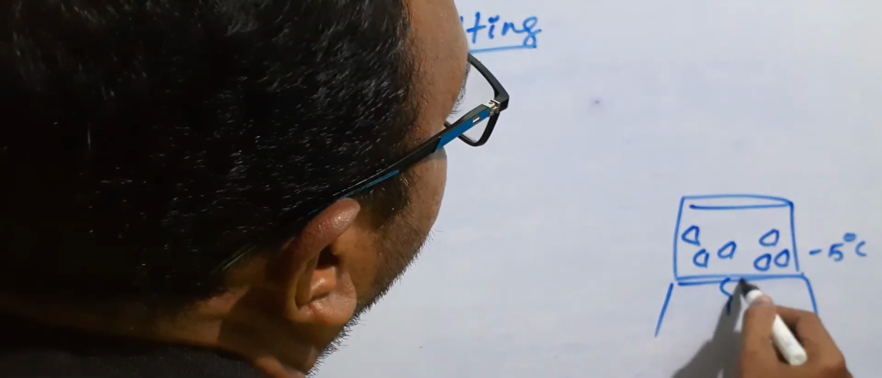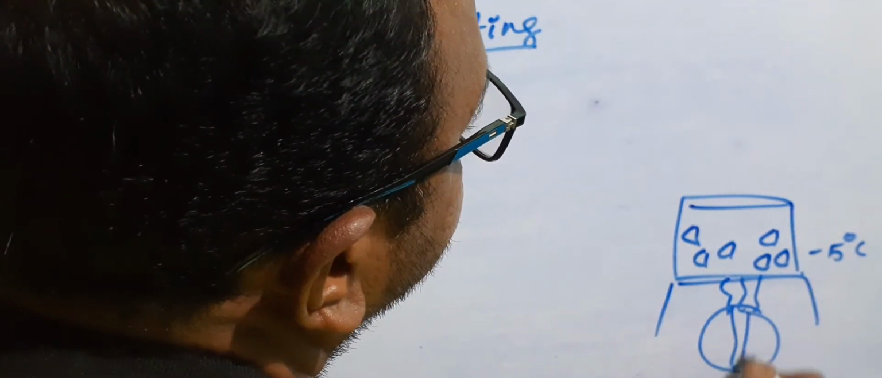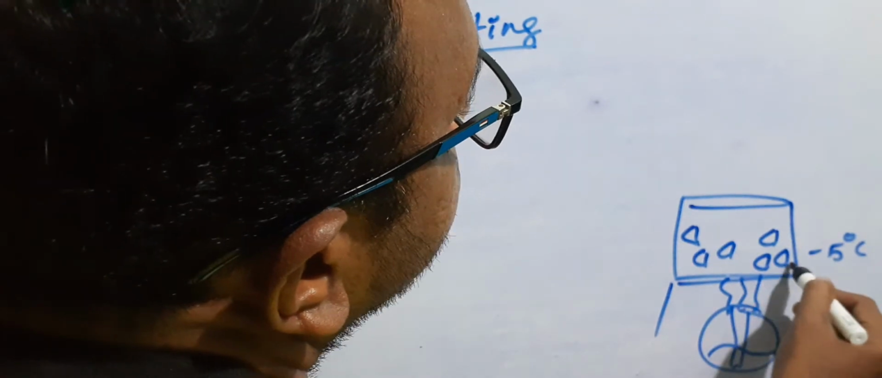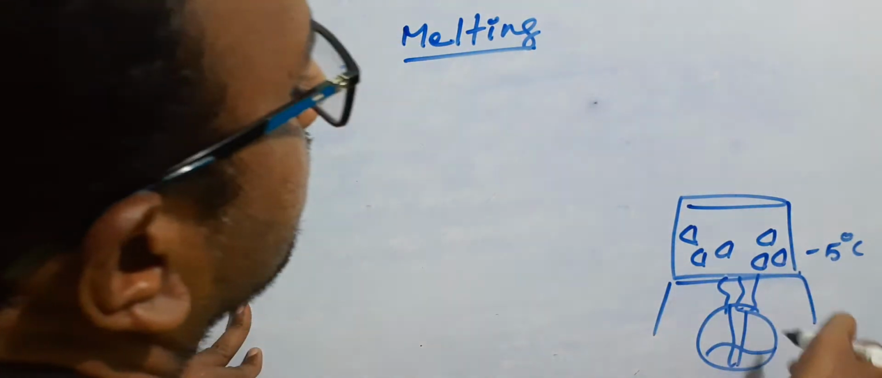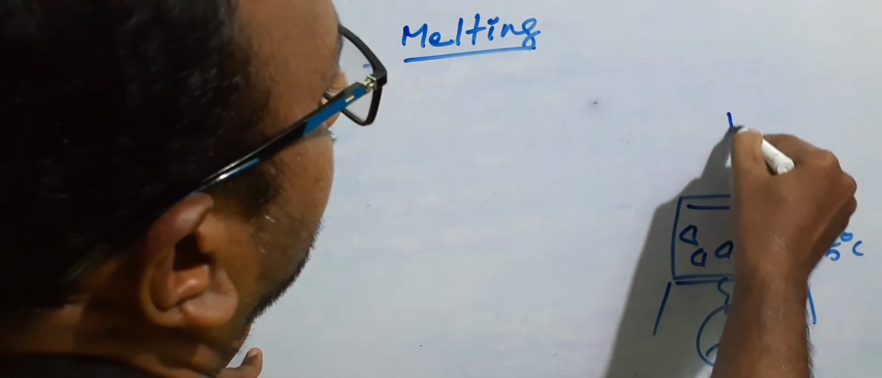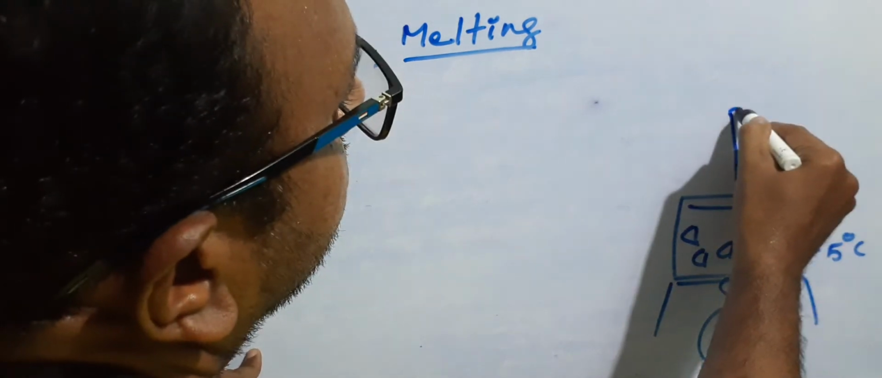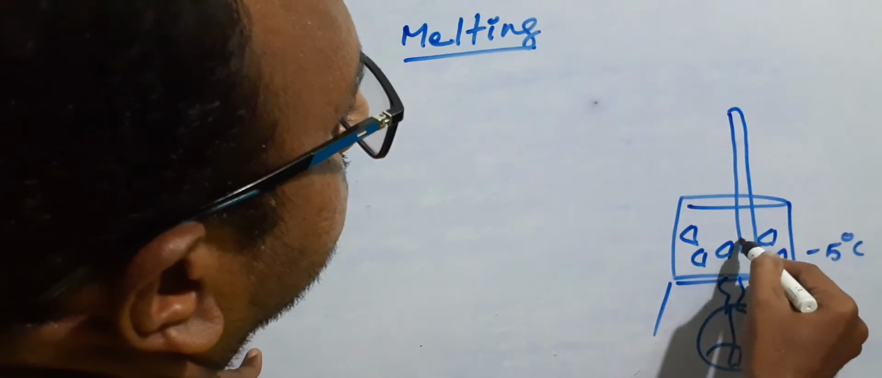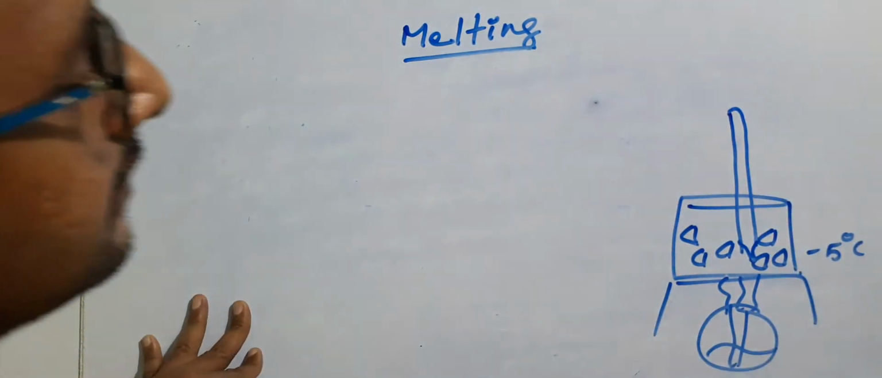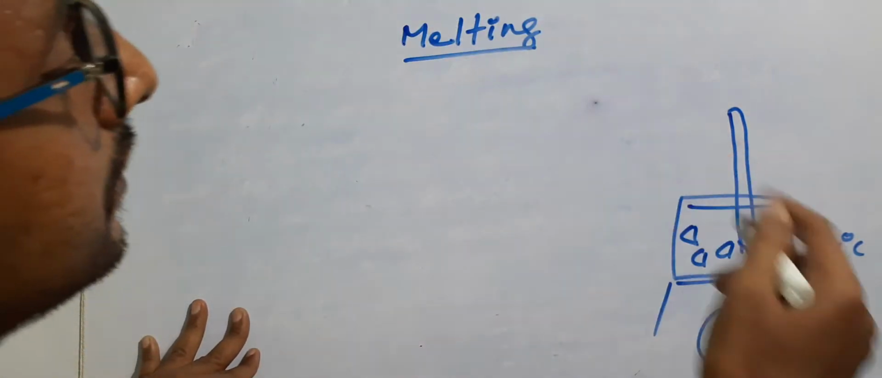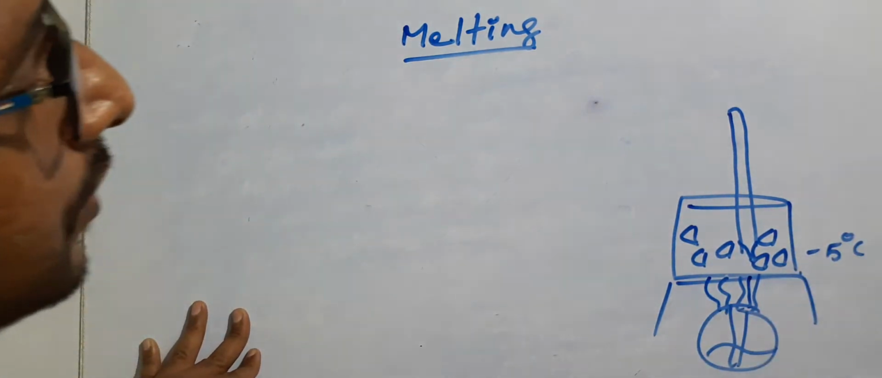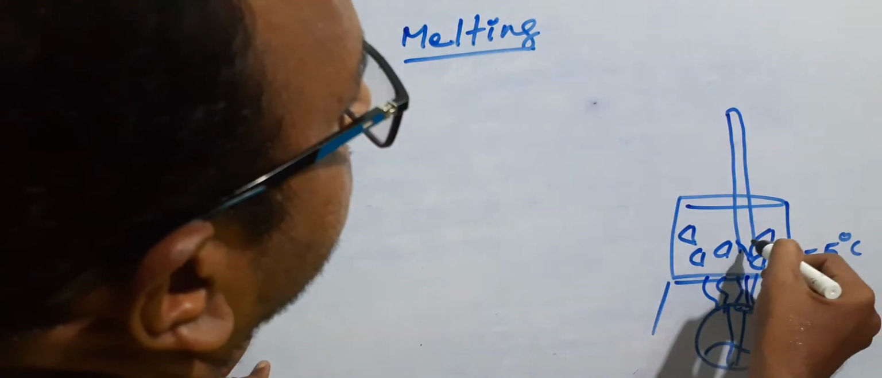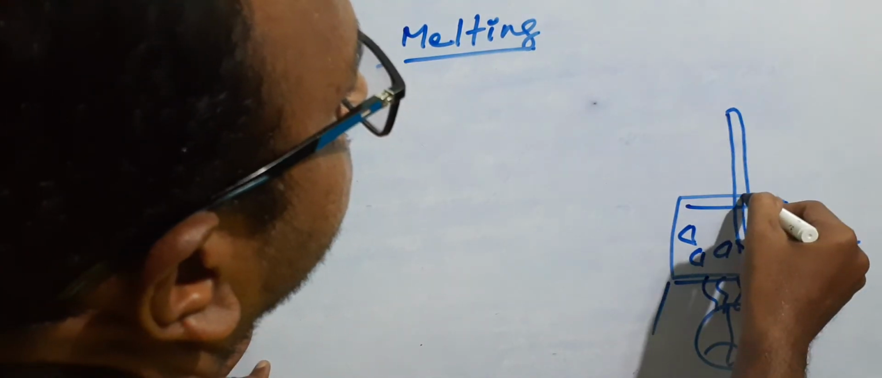Now we began heating this. So these are ice cubes which are present at -5 degrees Celsius. Now we began heating, and we also inserted a thermometer in it. After beginning the heating process, you can see the rise in temperature, from -5 to 0 degrees Celsius.